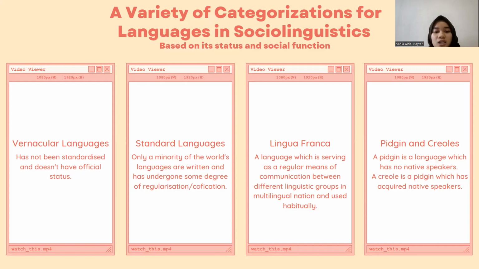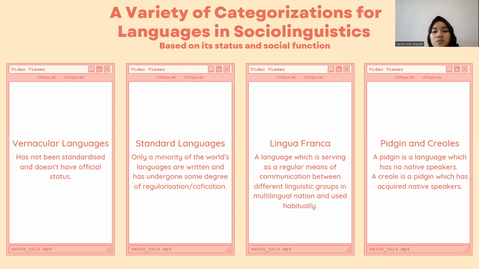The second one is standard language. Standard language is used in many different ways by linguists. Only a minority of the world's languages are written and have undergone some degree of regularization and codification. Lingua franca.